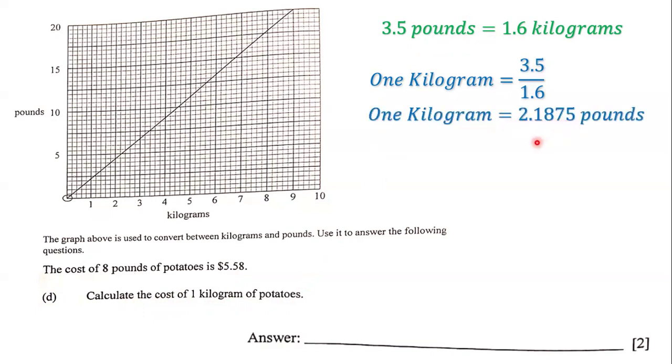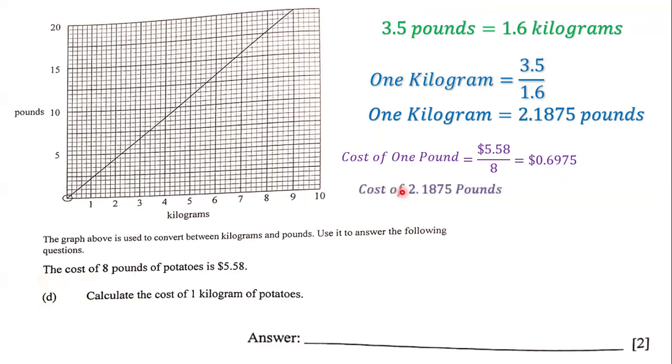And so 1 kilogram is going to be equal to 2.187 pounds. Now, what is the cost of 1 pound of potatoes? Well, the cost of 8 pounds of potatoes is $5.58. So what is the cost of 1 pound of potatoes? Well, the cost of 1 pound of potatoes is going to be $5.58 divided by 8. And $5.58 divided by 8 is going to be 0.6975. That's the cost of 1 pound of potatoes.